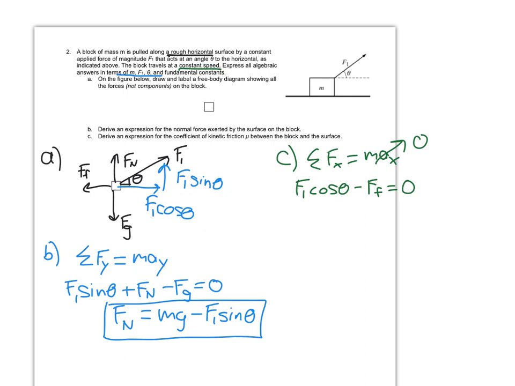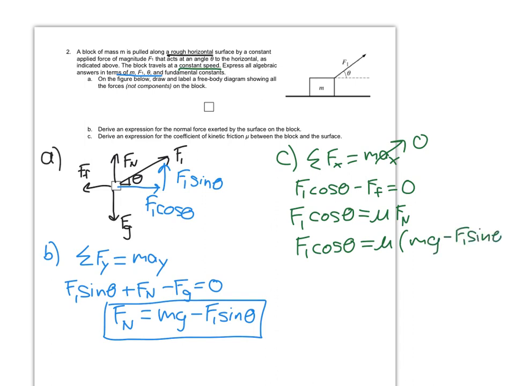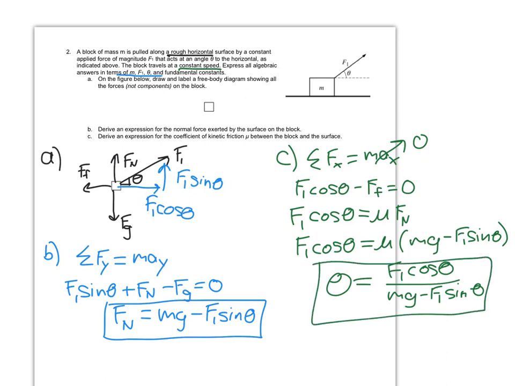All right, I'm going to move that FF over to the other side, and I'm going to make that substitution. The FF is mu times my normal force here. I just found an expression for my normal force, so I can substitute that in. So I have F1 cosine of theta equals mu times mg minus F1 sine of theta, and so mu, it's a little bit of a messy expression here, but mu becomes F1 cosine of theta divided by mg minus F1 sine of theta. Unfortunately, there's no simplification we can do there. That's just going to be our equation.